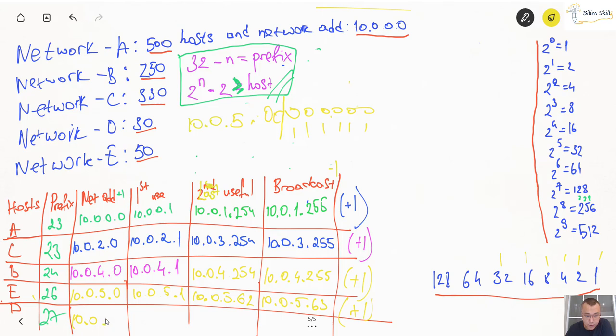To find the network address for D, you add 1 to the broadcast address, and you easily identify the network address of the network D. It will be 5 and 64, because it's not full, it's not 255. So that's why the network address will be in this format.